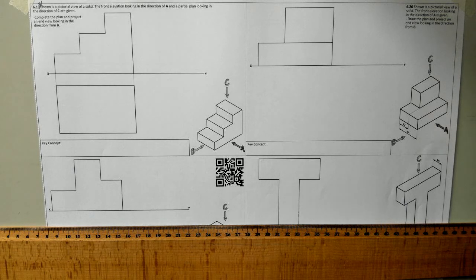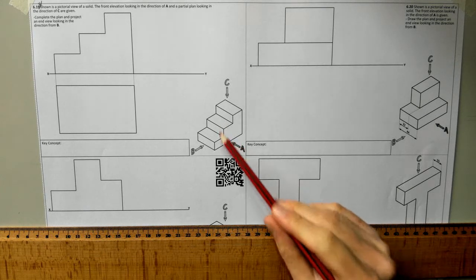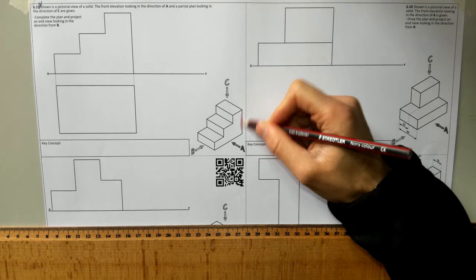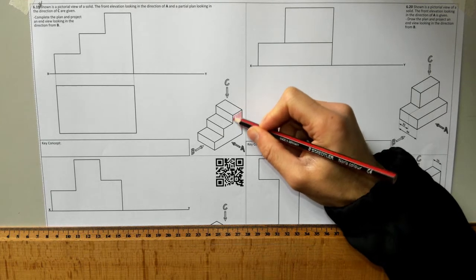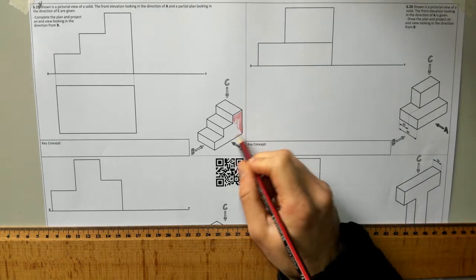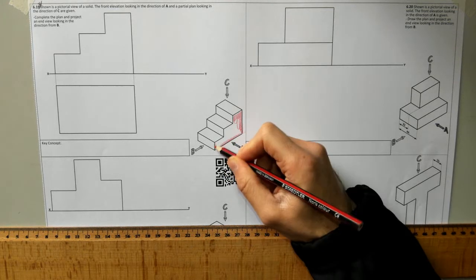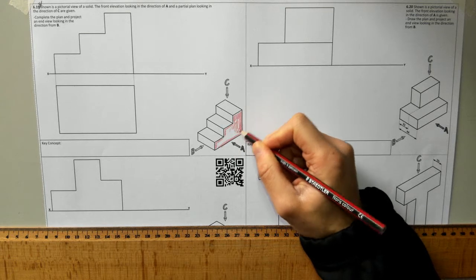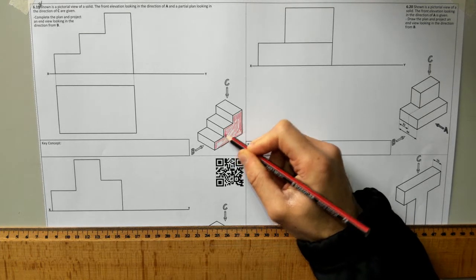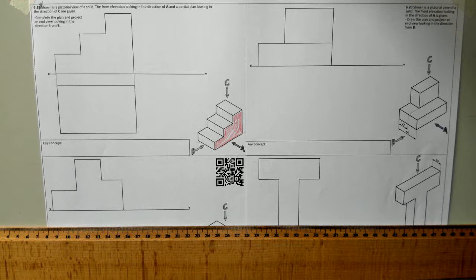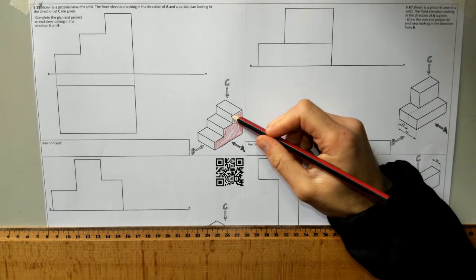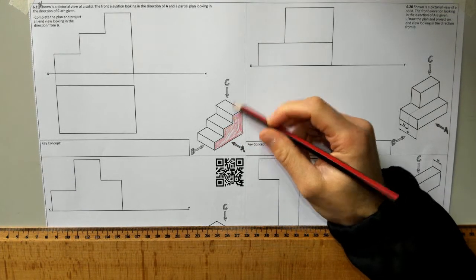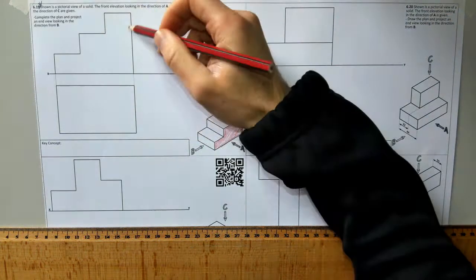So first thing, our elevation, remember, is what we see looking in the direction of arrow A, so what we see looking at the front of it. And when we look in, we can see this red outline here. So we look in there, that's what we can see. And you can see the elevation is already complete. You can see that we have this outline drawn there as well.